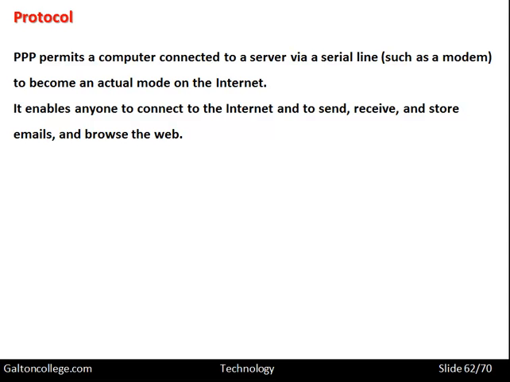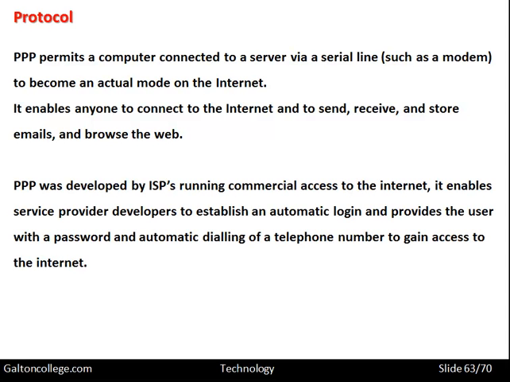It gives us the flexibility to access the internet, access sites, to send information, to send emails, to send communications, and to receive and store emails and browse the web. PPP was developed by internet service providers running commercial sites to the internet. It enables service provider developers to develop an automatic login and provide the user with a password and automatic dialing of a telephone number to gain access to the internet.